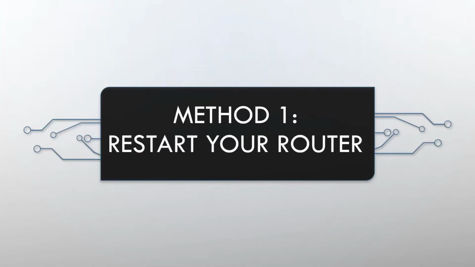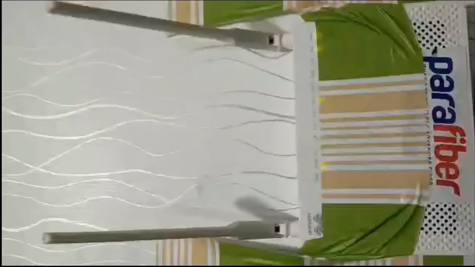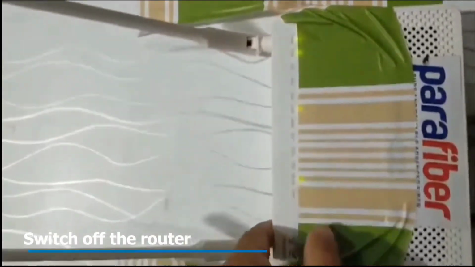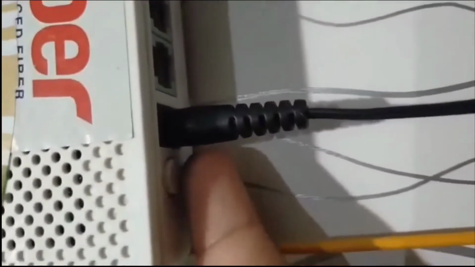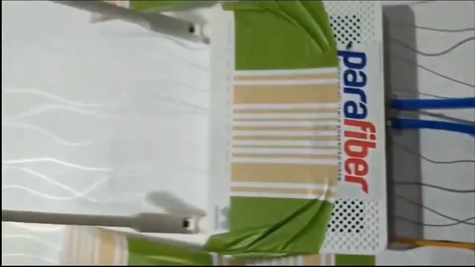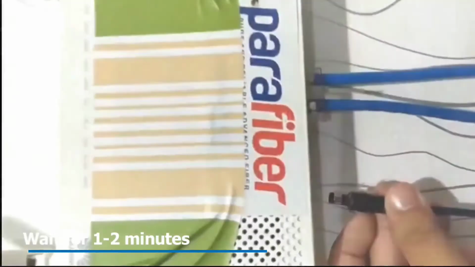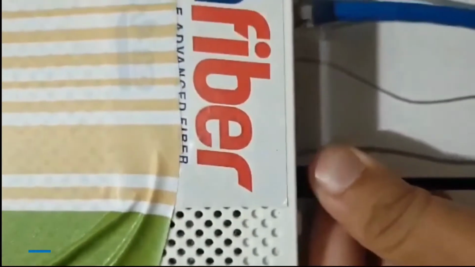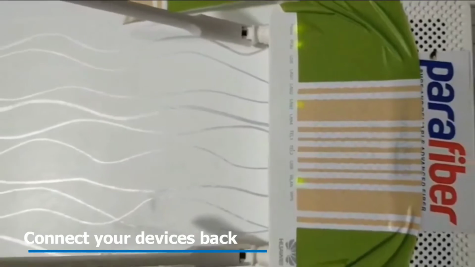Method number one, restart your router. Your router can be failing to assign an appropriate IP address to the connected device. This can be caused by a temporary glitch, but most of the time, this is cleared by a simple reboot or power cycle. To do this, switch off the router. Wait 1 to 2 minutes and turn it back on. Once it's on, give it another 2 to 3 minutes to settle and then connect your device back.